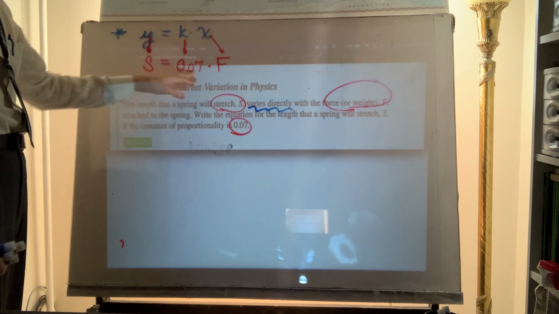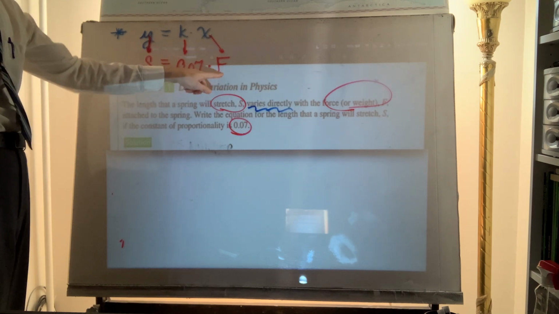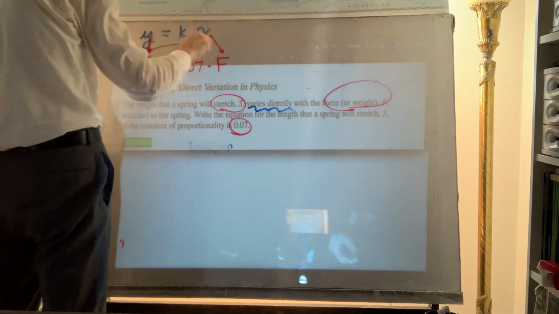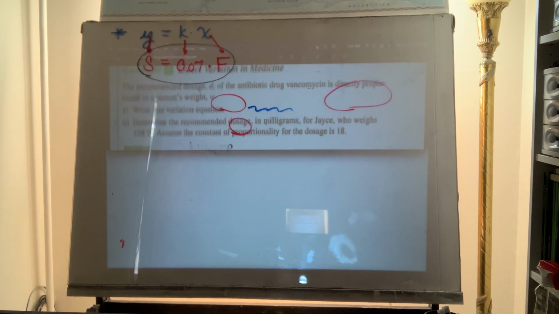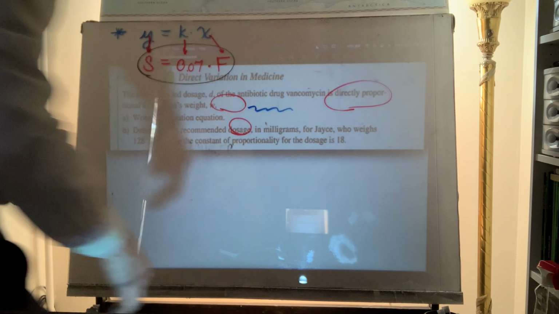Now, unless they give us any other information, that is either this or this, and we're done with this particular problem. That's what they just want you to get used to: changing the abbreviations to make it conducive.